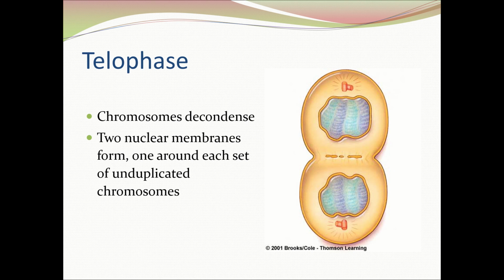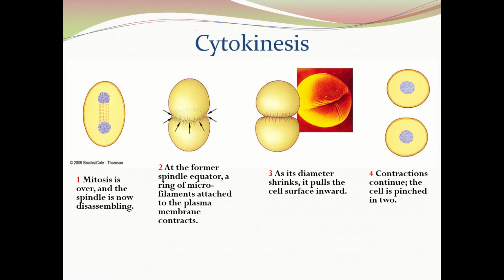So once the daughter cells start to form, the chromosomes can decondense or unravel and go back to their relaxed DNA state, and 2 new nuclear membranes will form around the new sets of chromosomes that were made, and you see that there starts to become a cleavage furrow where the cell is pinching inward, and it will eventually be pinched apart into the 2 daughter cells. Cytokinesis is the actual pinching apart.